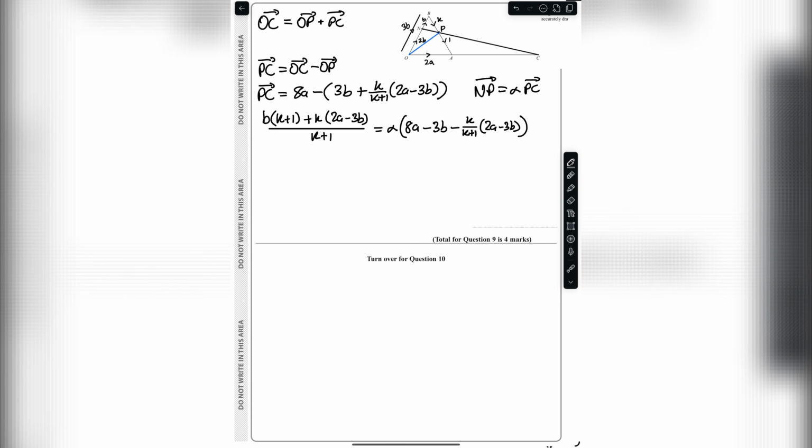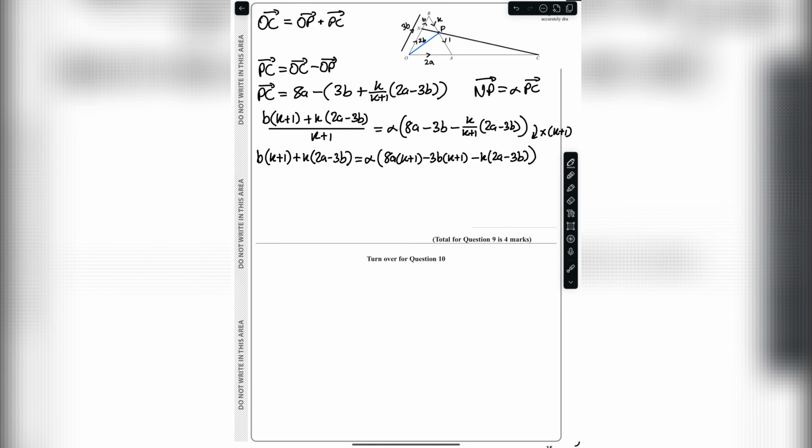we get this equation, and after multiplying this equation by k plus 1, we get this. And now that we have this equation, we can expand both sides of this equation in order to collect all the k terms and all the alpha terms onto either side of the equation.